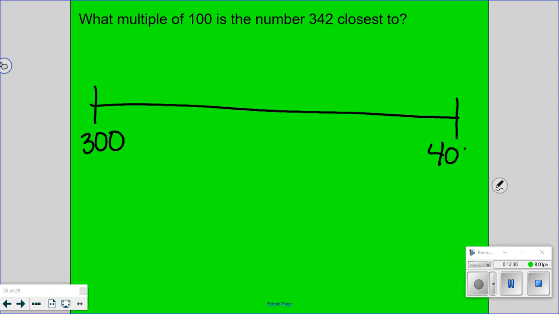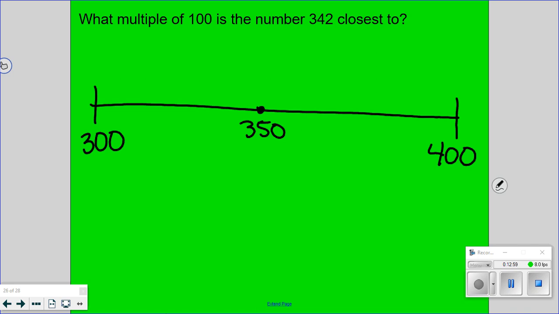Raise your hand and tell me the midpoint. Huxley? 350. Good. 350. Now that we know that, where is 342 going to go?